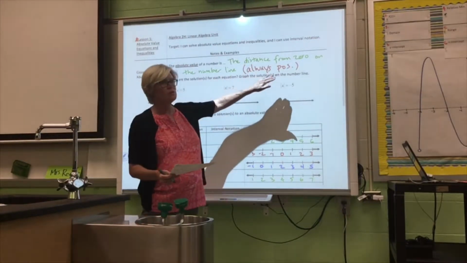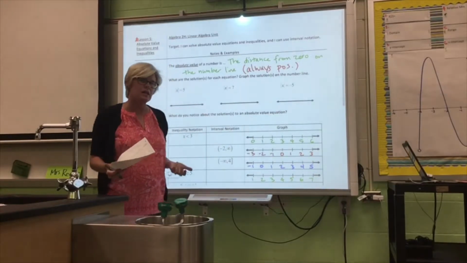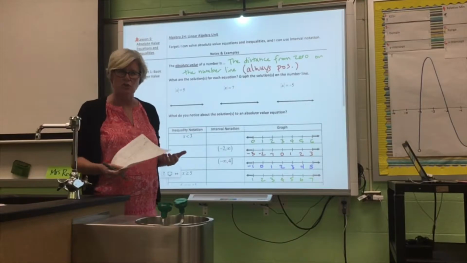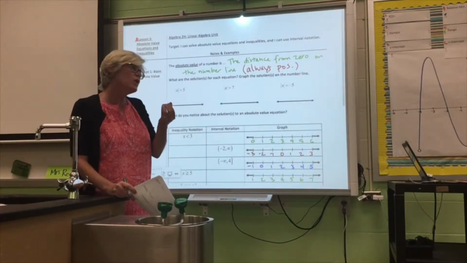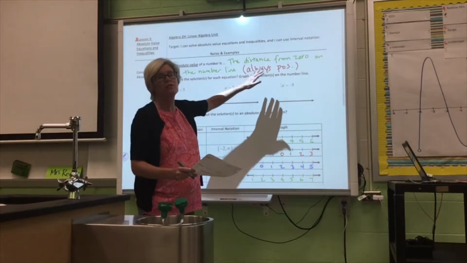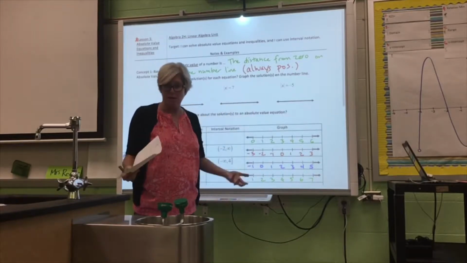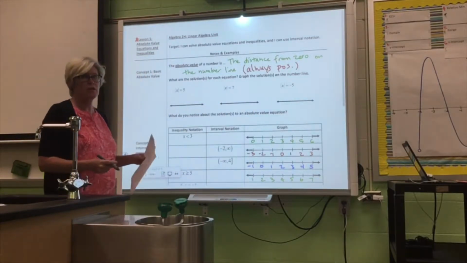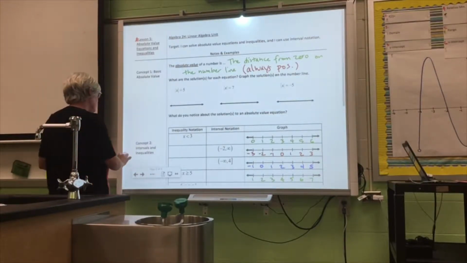Some people think it's always positive. Well, that's kind of true, kind of not. It just depends on the situation. So yes, if this was absolute value of -5, that means positive 5. That's true. But the real meaning is the distance from 0 on a number line. So that is the absolute value.